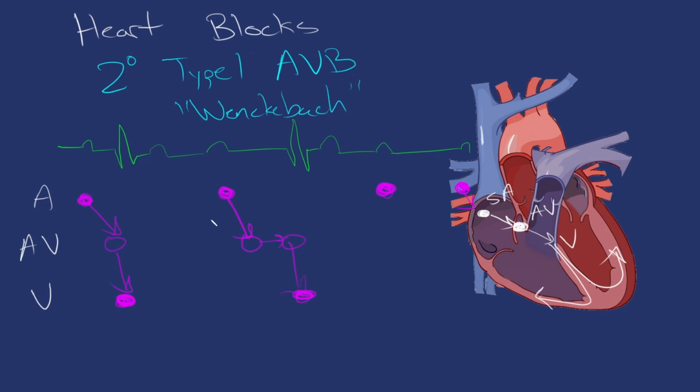Okay, so what's happening here is our AV node is getting the signal from the SA node. Okay, it's sending the signal, and initially it goes through just fine, right? But the AV node has probably become damaged, so it takes a little bit longer for it to repolarize and be ready for the next signal. And what happens is that signal comes earlier than it's ready, right? So it has to hang on to it for a little bit longer before it can send it out.